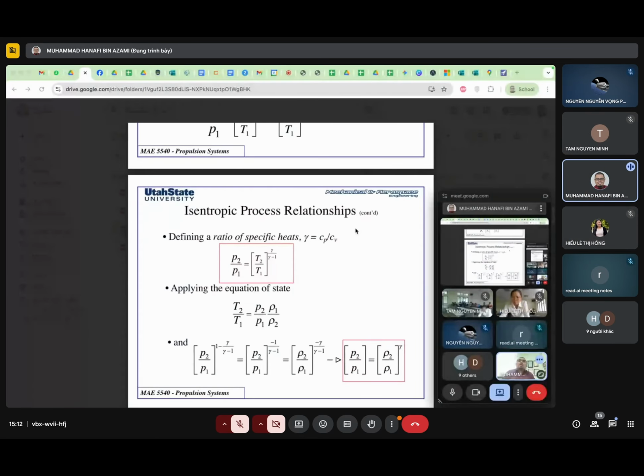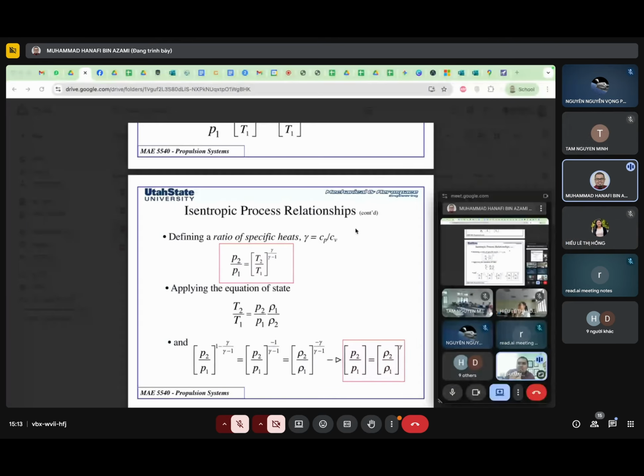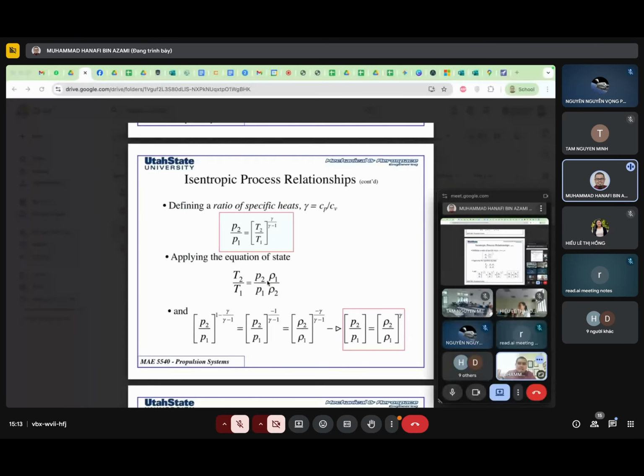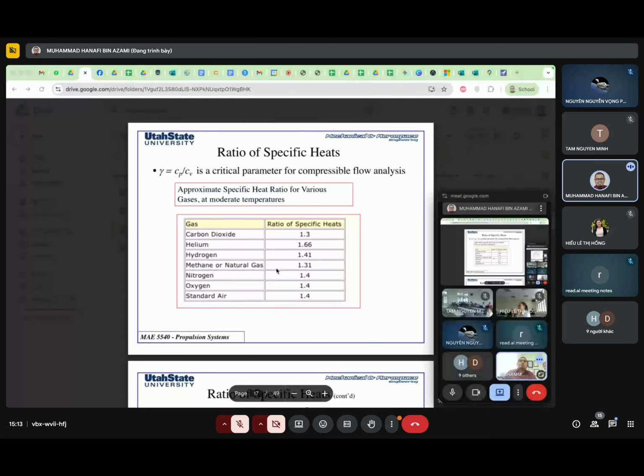This is very important: the isentropic relation. We assume that in the nozzle we use the isentropic relation. What do you understand by isentropic relation? It is adiabatic, so there is no heat transfer, and the change of entropy is zero. It is an ideal condition. This relationship shows the relation between pressure and temperature, density and temperature, specific volume and pressure, and other such quantities.